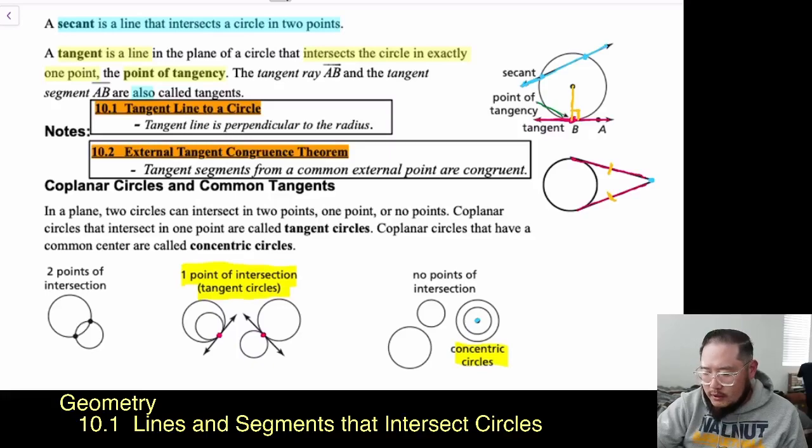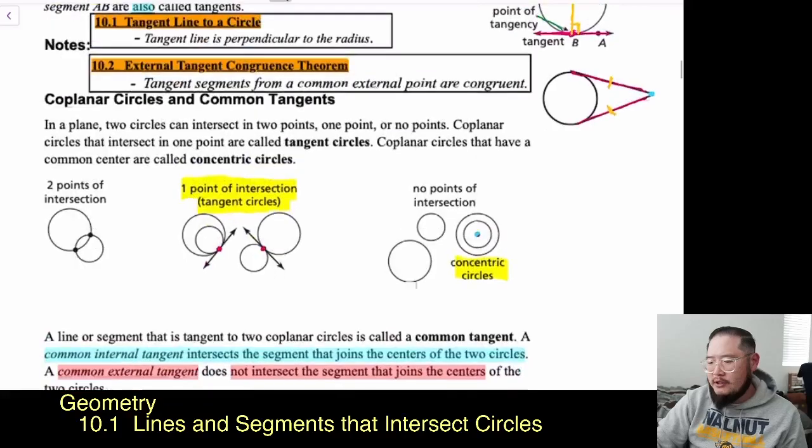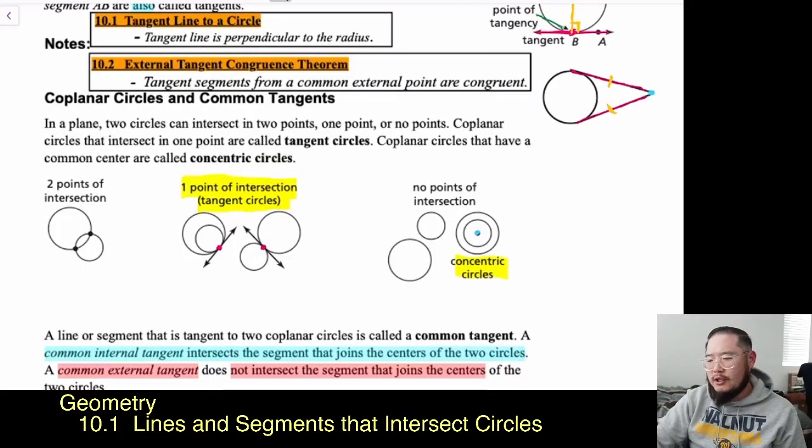Let's go ahead and come down right here. A line segment that is tangent to two coplanar circles is called a common tangent. A common internal tangent intersects the segment that joins the centers of the two circles. A common external tangent does not intersect the segment that joins the centers of the two circles.